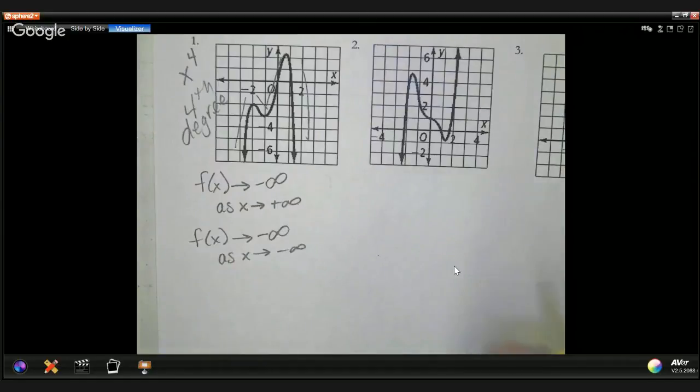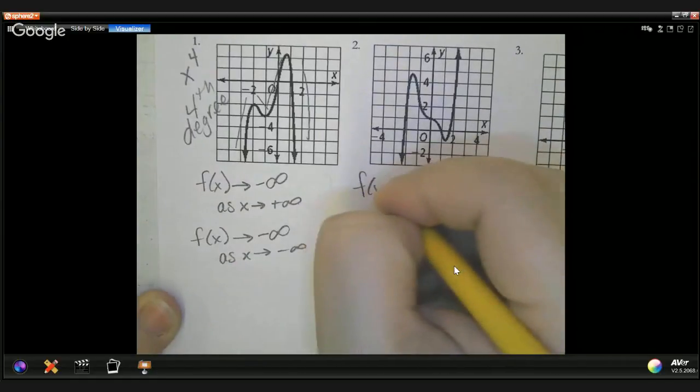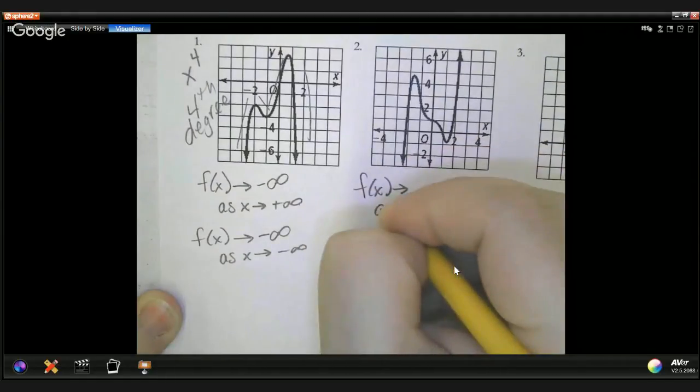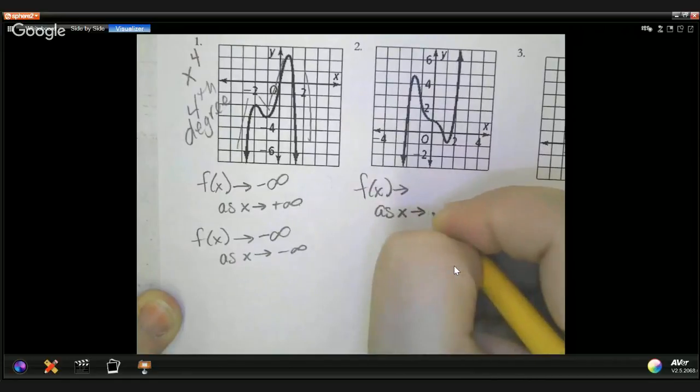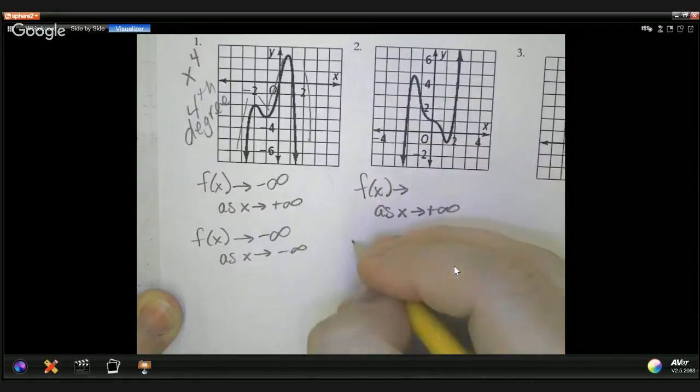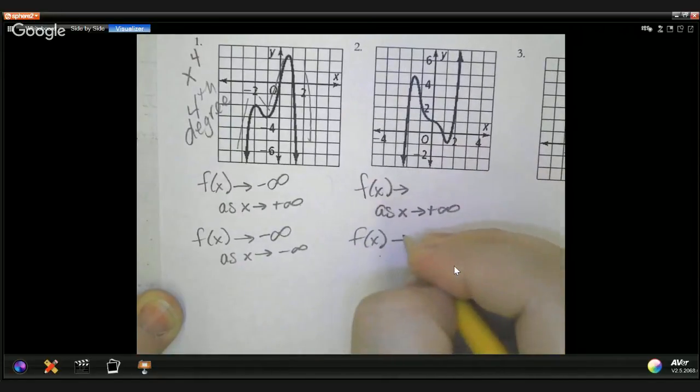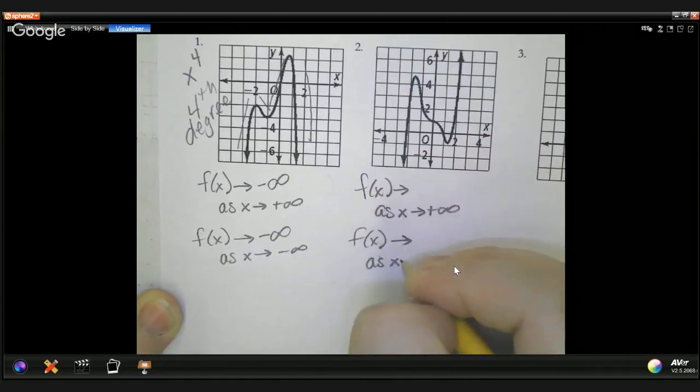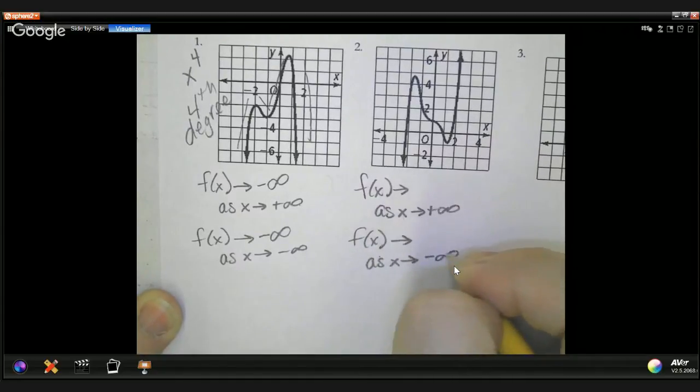All right, so why don't you guys try this one? F of x goes somewhere as x goes to the right, and f of x goes somewhere as x goes to the left.